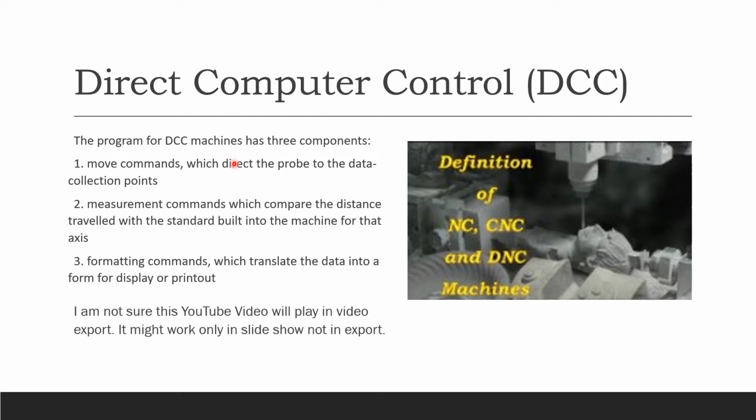So here, what we're trying to tell you is that DCC is your direct computer control. We're going to control our machine by using programs, and we program three different things: to move, to measure, and to format. To move, moving the probe to the points of measurement. To measure, we're comparing our distance traveled with a standard built into the machine for that axis. And then formatting commands, we translate the data again into a form for display or a printout.